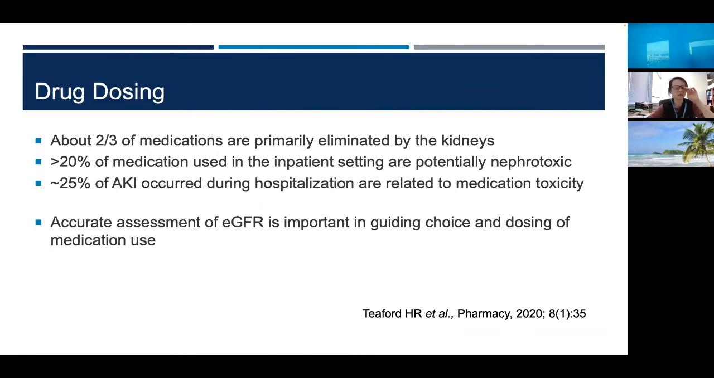Okay, so the next thing I want to talk about is drug dosing, right? About 2/3 of medications are primarily eliminated by the kidneys. More than 20% of medications used in the inpatient setting can be potentially nephrotoxic, and about 1/4 of the AKI cases that occur during hospitalization are related to medication toxicity. So accurate assessment of eGFR is important in guiding the choices and dosing of medication. Also, certain medicines are contraindicated below a certain cutoff for GFR, like metformin, linezolid, and SGLT2 inhibitors. So it is very important that we find an accurate way to determine the GFR because it does change our decision in terms of medication use.